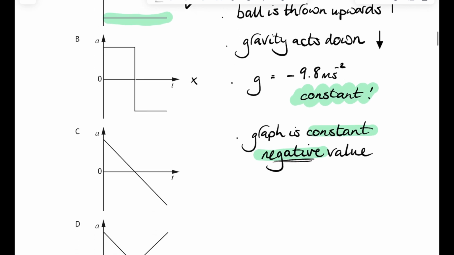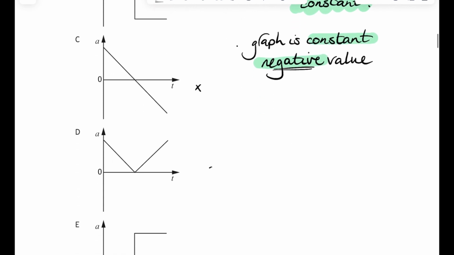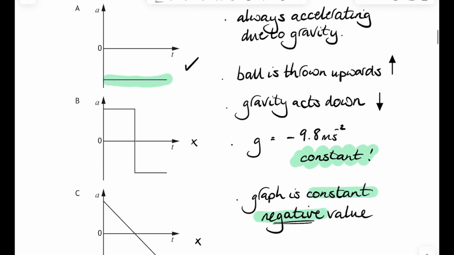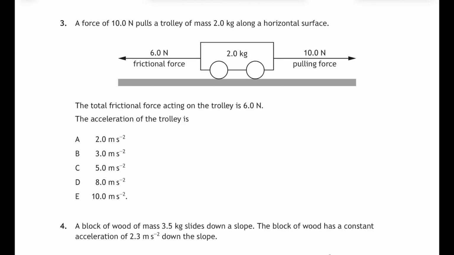B, it's changing from positive to negative. C looks like a velocity time graph. D, it's just wrong. E is one that a lot of people might go for because you might think, well, it's going to be decelerating on the way up. It's got a negative acceleration, but then it's going to have a positive acceleration on the way back down. But remember, at its maximum height, it changes direction. So even though it's accelerating on the way down, it's now accelerating in the negative direction. So it's still got an acceleration of negative 9.8. Constant value. That's very tricky. Question 2, A. Question 3.